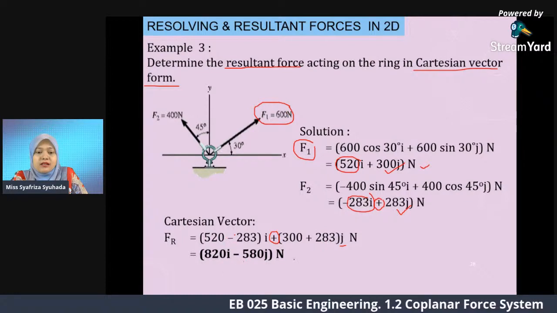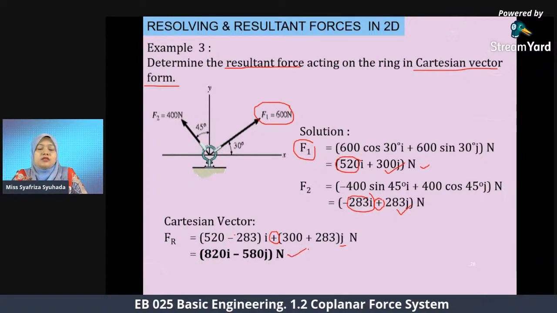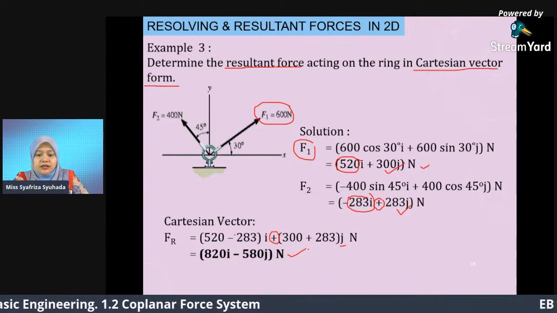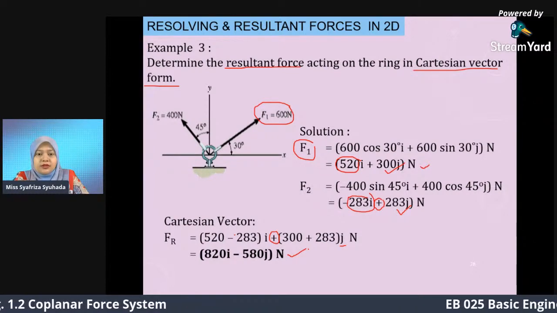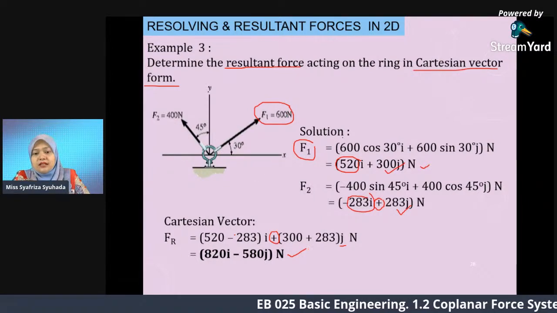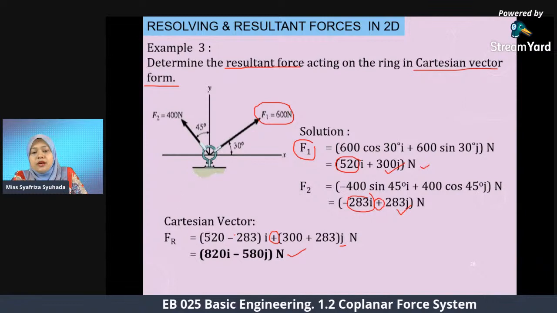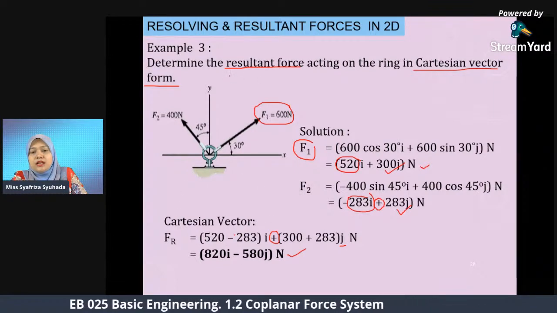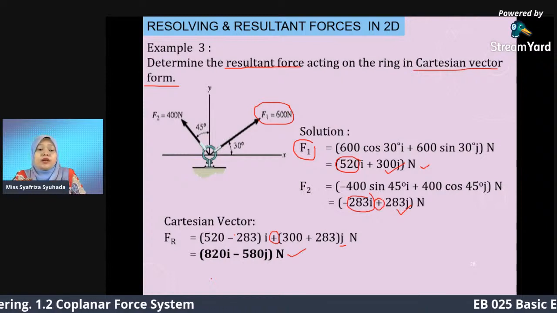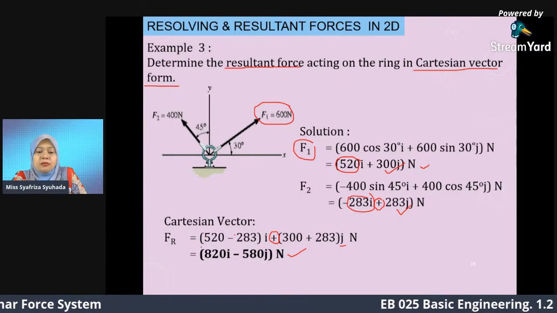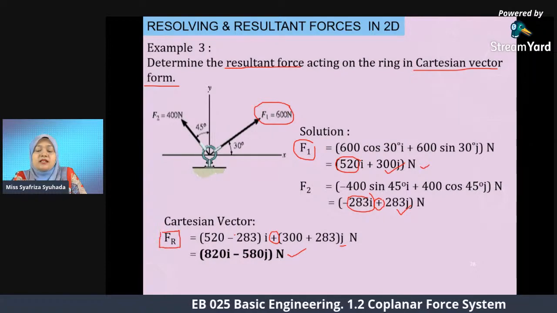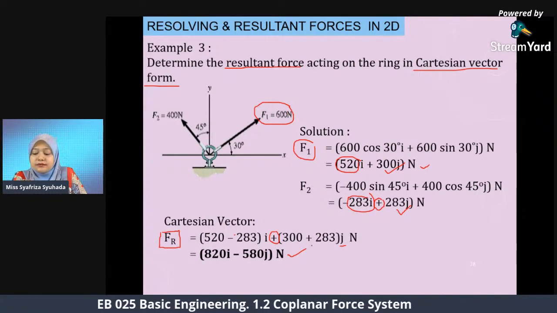So the answer, this is the last answer. So jawapannya still dalam bentuk IJ. Okay, alright. Okay, so kita nak tahu soalan dia sama ada dalam bentuk I ataupun dalam magnitude. Jika soalan determine the magnitude, baru kita gunakan yang square root. Okay, square root itu magnitude. Tapi kalau resultant, okay, dalam bentuk Cartesian vector, sampai sini saja jawapan dia. Alright.